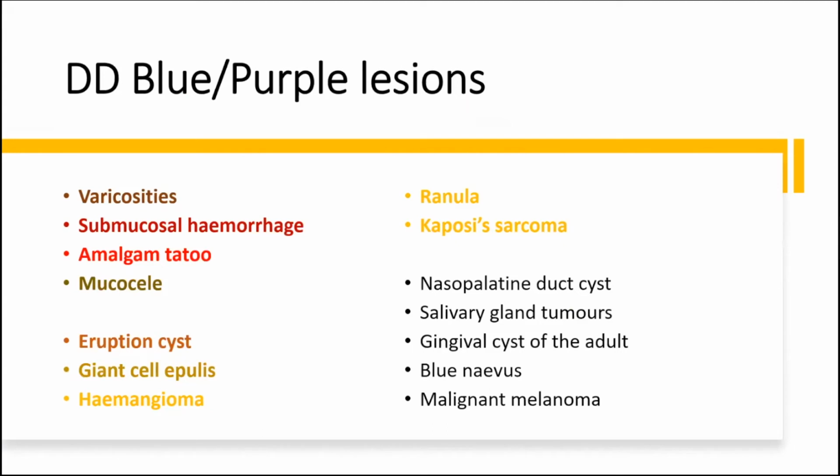Varicosities, usually at the ventral surface of the tongue, are the most common reason for a blue and purple lesion. Submucosal hemorrhage, so a bruise again. Amalgam tattoo, mucocele, eruption cysts, giant cell epulis, hemangioma, granular Kaposi sarcoma, and then more rare conditions like nasopalatine duct cysts, salivary gland tumors. Remember when we mentioned that mucoepidermoid carcinoma can very much look like a mucocele? It's because it can sometimes have that bluish, purplish tint to it. Gingival cyst of the adult, blue nevus, and malignant melanoma.